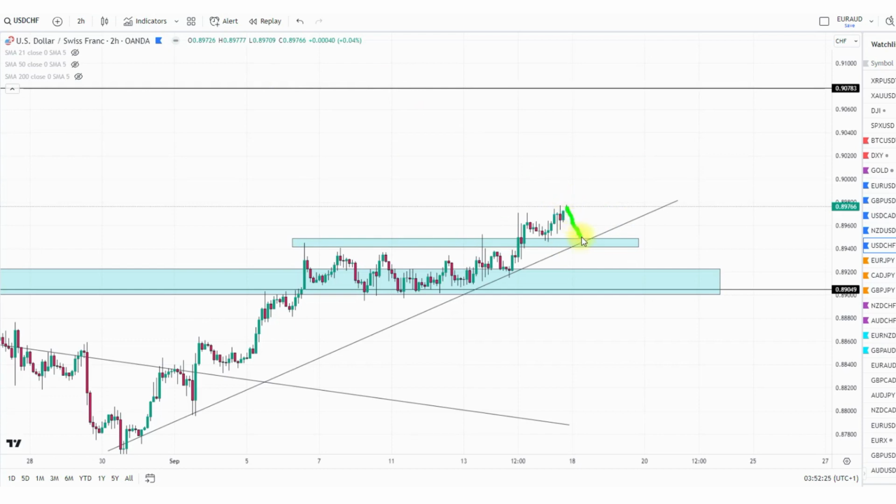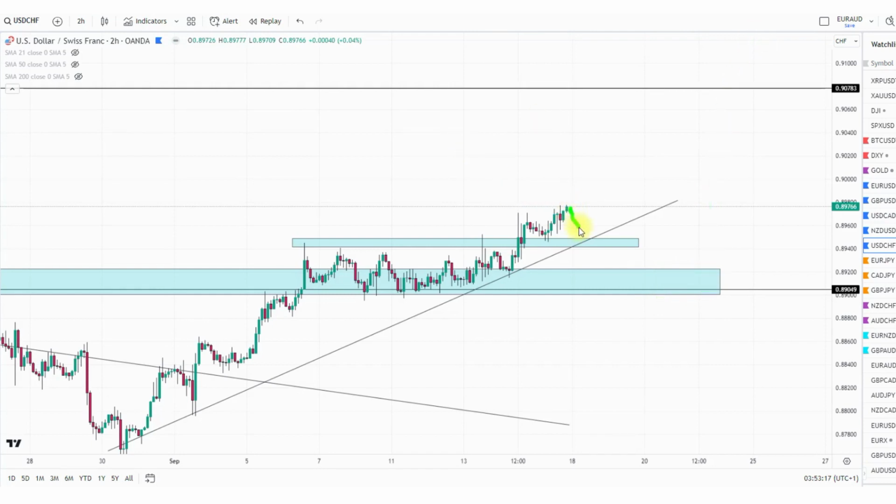Probably if we see a pullback, and honestly you might not see a pullback, but this is the safe zone right here. If market breaks this level, goes back to this level, I'll still be looking for a bias back to 0.90783. But if market goes below 0.8949, then that's when I will not be looking to take any trade at all on US dollar Swiss franc until I see a clear market direction. Probably if market then breaks above it again, then that's when I'll be looking for a buy setup.